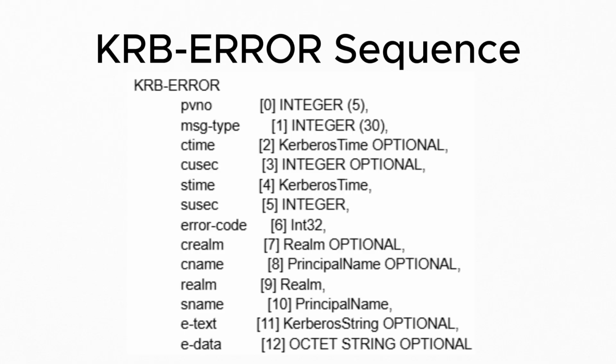So in Kerberos error, we also have PVNO, not sure what that means, message type, C time, CUSEC, S time, SUSEC, error code, which is very important for us finding the error, C realm, C name, realm, S name, E text, and E data. Now there's going to be more sequences that are in use in this project, but I'll break them down as we go through, as today I kind of just wanted to give an overview of what ASN.1 is and how it actually applies to Kerberos tickets.